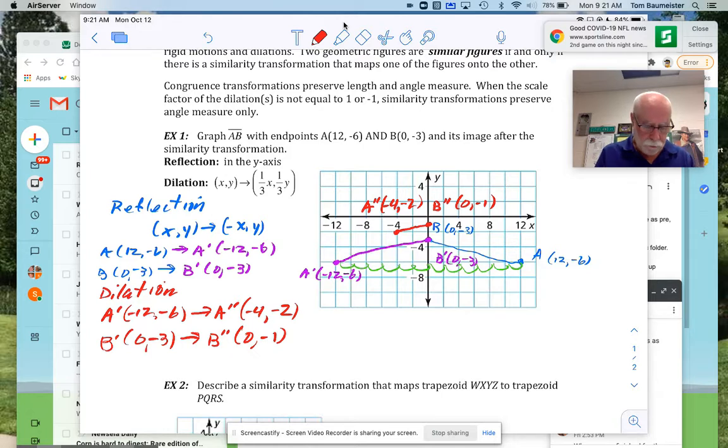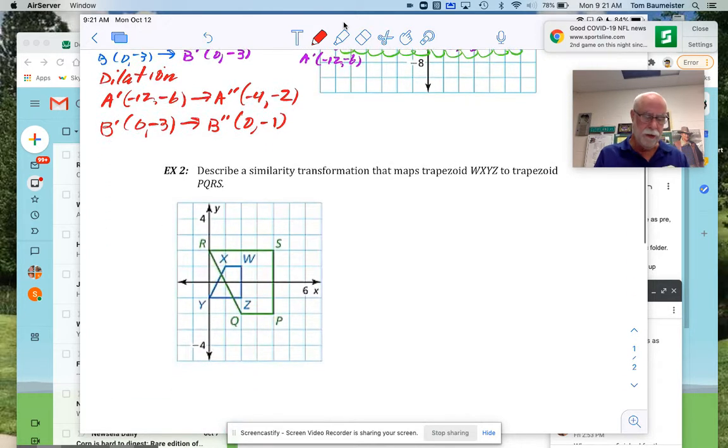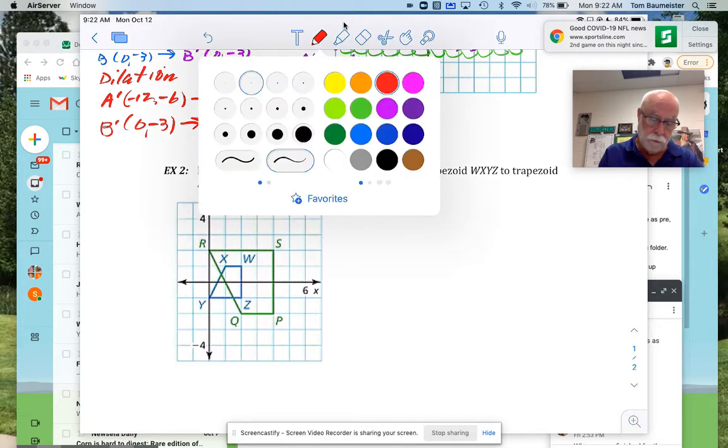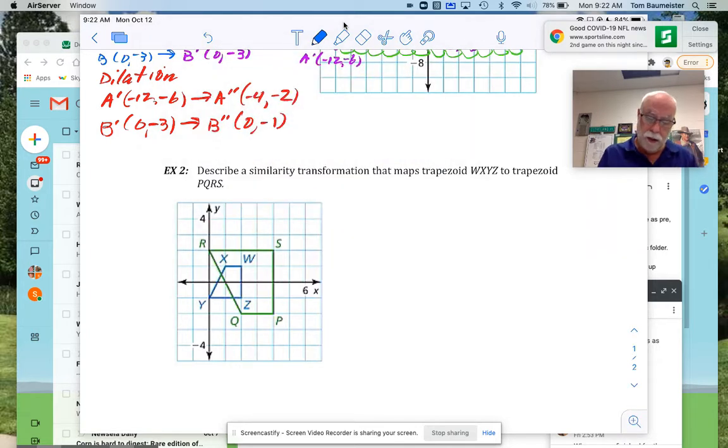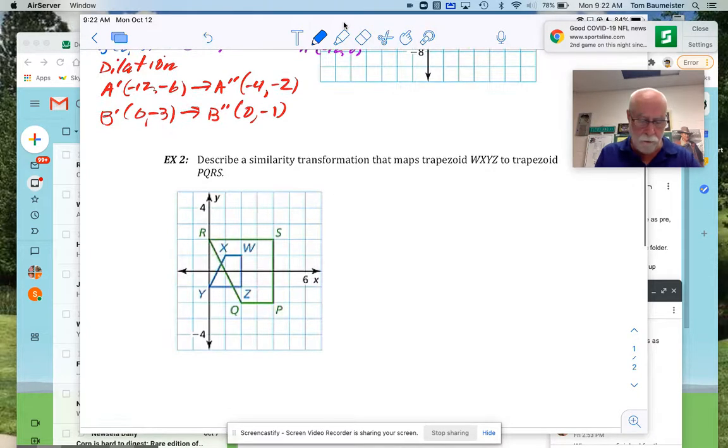All right. And then our last example here, describe a similarity transformation that maps trapezoid WXYZ to trapezoid PQRS. So on this one here, I'm going to show you two methods. Well, method one is the one that the book likes to show you, so I'm going to show you that. Okay, and they're going to tell you to first find the coordinates.